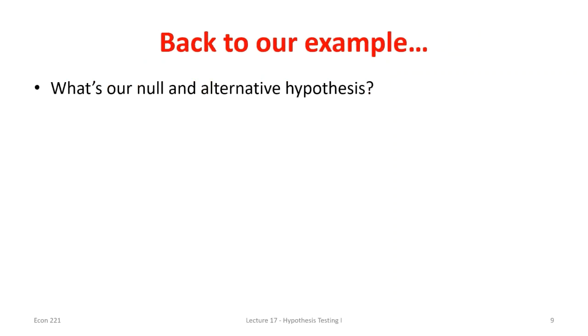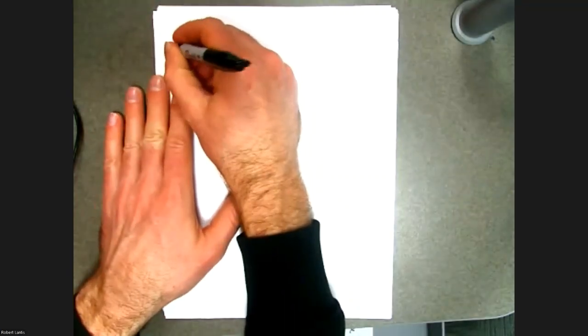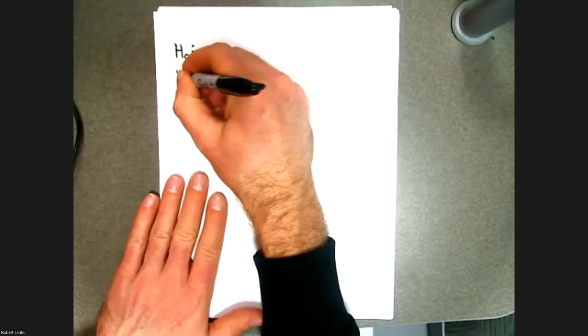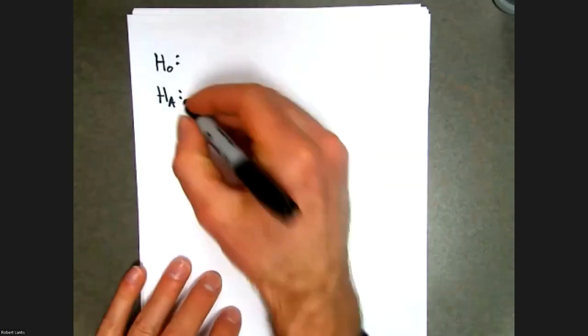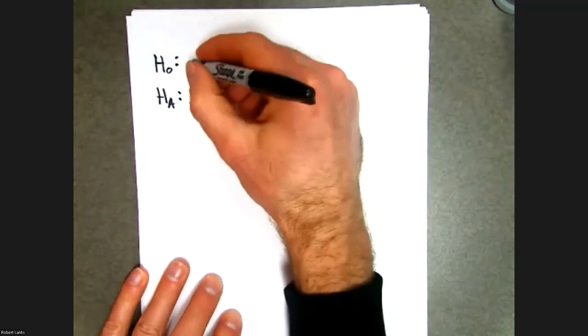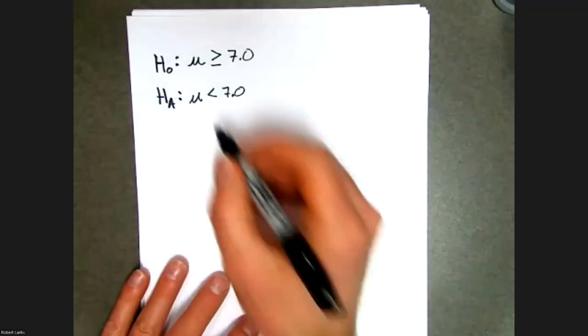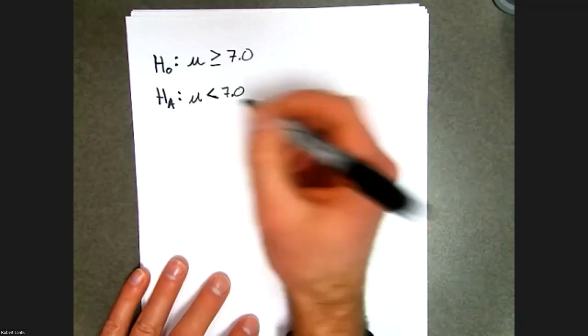So how do we identify this for our earlier example? I'm wanting to test whether the average ABV is less than 7%. So what do I do? Well, what I want to test for is my alternative hypothesis. You can do this either way: you can first identify your alternative, or you can think about identifying your null first. Whatever you're trying to test for is your alternative. We wanted to know, is the true mean less than 7%? So we assume the exact opposite is true in our null hypothesis, which is that it's greater than or equal to 7. Here we've got a less than sign in our alternative hypothesis.